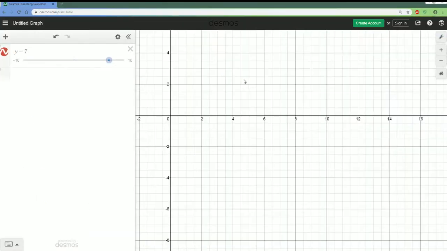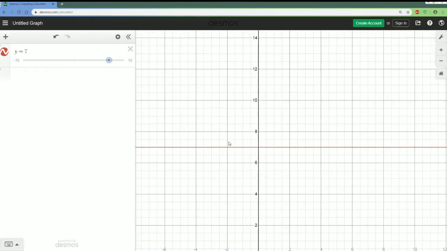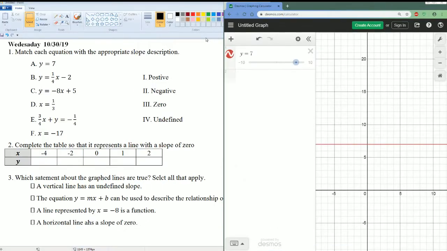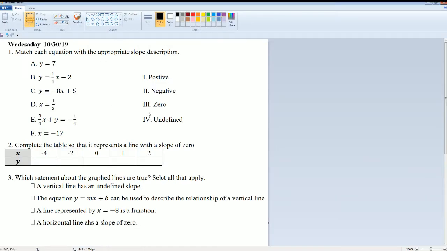Look, straight line left to right. That is what? A no slope. So here it would be a what? This would be 0. This would be a 0 slope. Okay. This one would be a 0 slope.